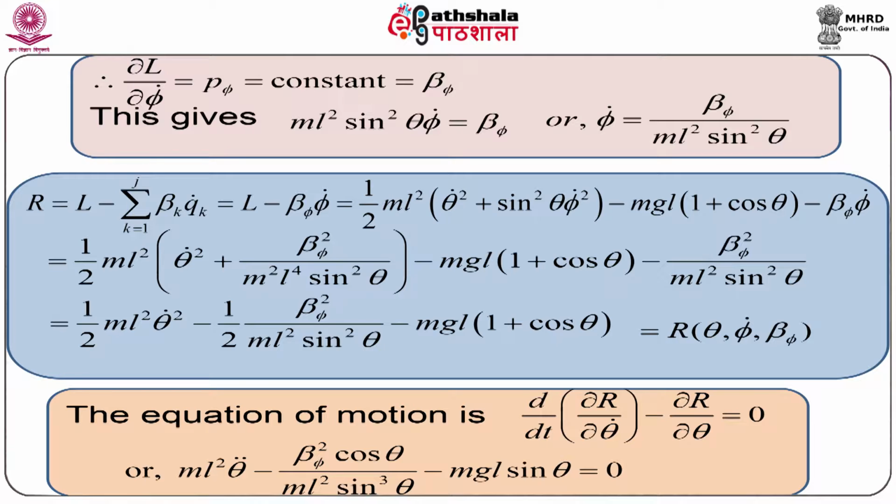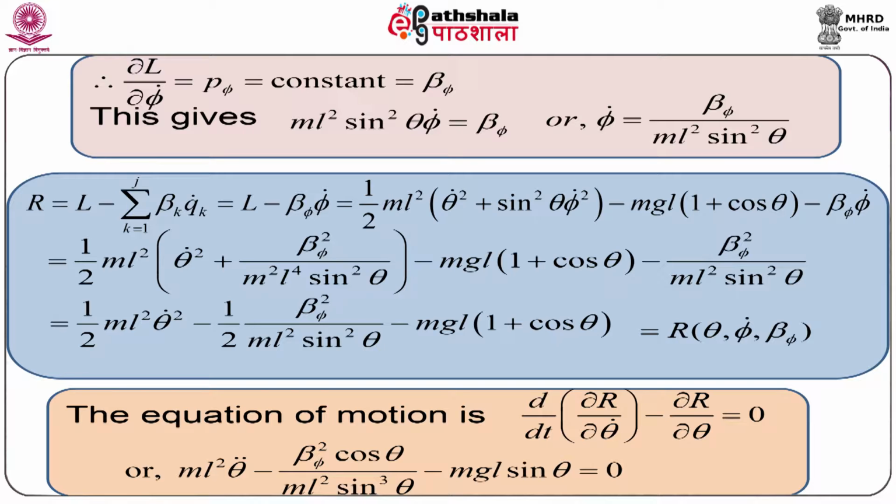Now, Routhian function is given by capital R equal to capital L minus summation k equal to 1 to j beta k q k dot, equal to capital L minus beta phi phi dot, equal to half m L square into theta dot square plus sin square theta phi dot square minus m g L into 1 plus cos theta minus beta phi into phi dot.